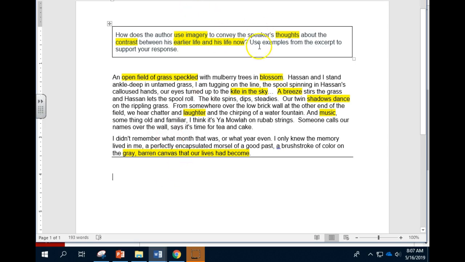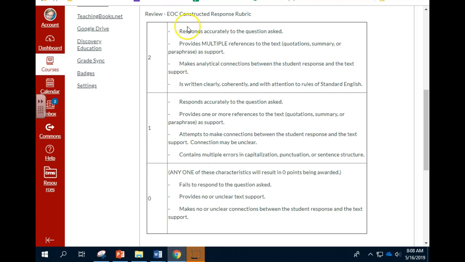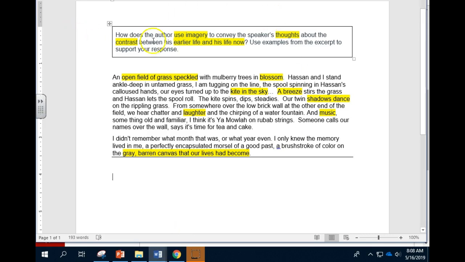Okay, so I've broken down the question and understood what I need to answer. I need to compare, contrast really how they're different, earlier life and life now. And then it says use examples to support your response. I've marked those examples. So what's next? Well, what's next is to start writing. Now remember, on that rubric, it said responds accurately to the question asked. The first thing I can do to make sure that I do that is use the question, turn it into a statement as my first sentence. So here I go.